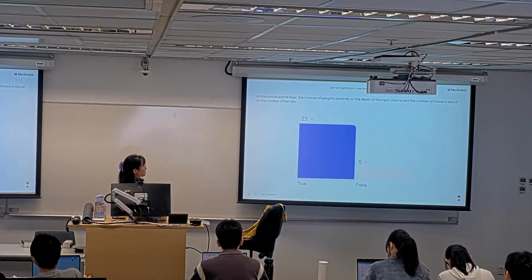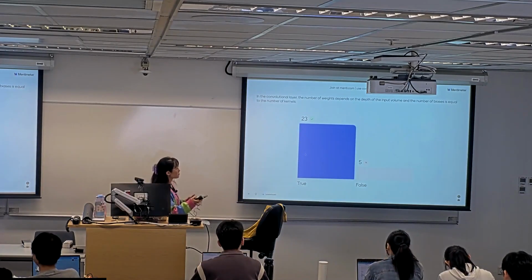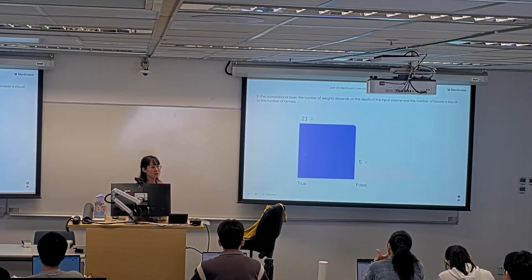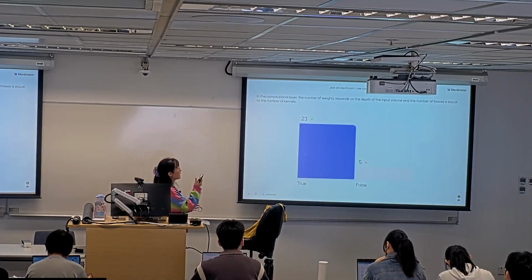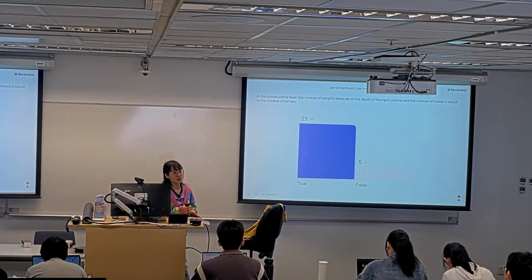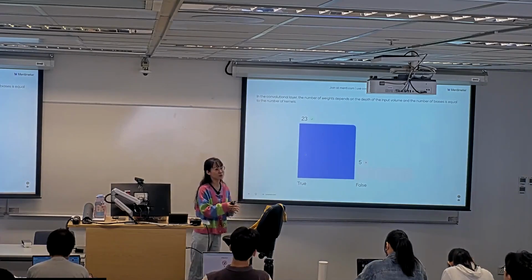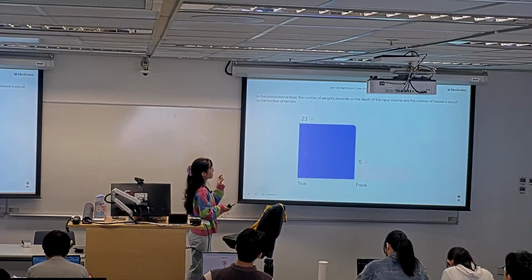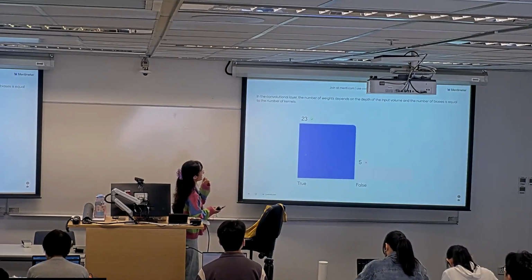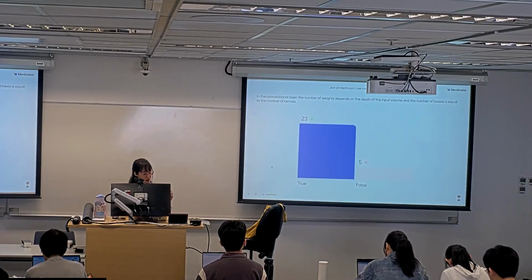Okay, the majority got it correct. The convolutional layer, number of weights. Number of weights means the number of entries in the kernels. It depends on the depth of the input volume, because the depth of the kernel will be exactly the same as the depth of the input volume. So the number of weights depends on that. And the number of biases is just equal to the number of kernels. Each kernel is associated with 1 bias parameter. So this statement is true.